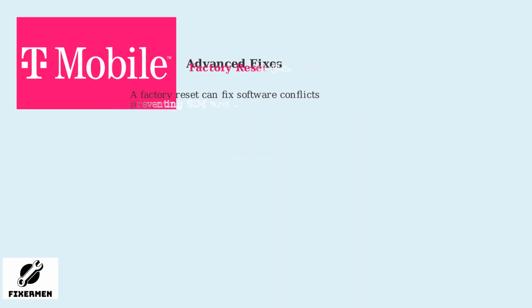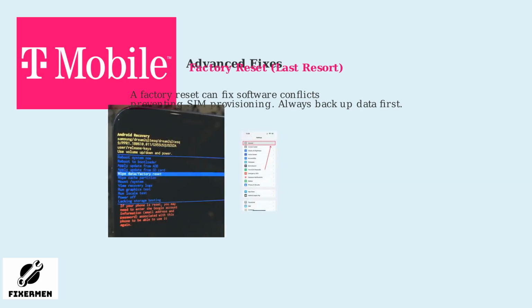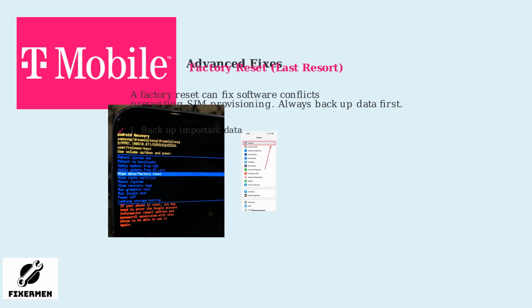As a last resort for persistent provisioning errors, consider performing a factory reset of your phone. This clears all data and settings, resolving underlying software conflicts that may be blocking SIM activation. Before resetting, back up your important data to avoid losing photos, contacts, or apps. Use cloud storage or transfer to a computer.